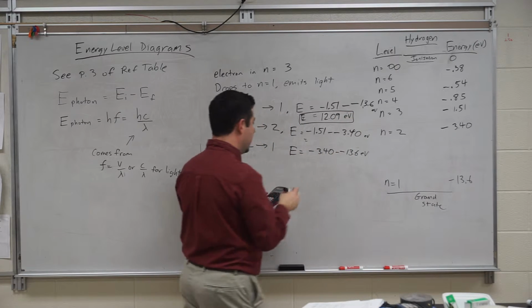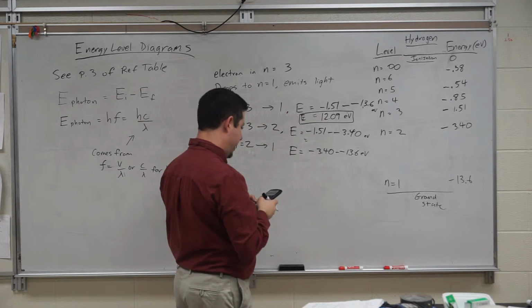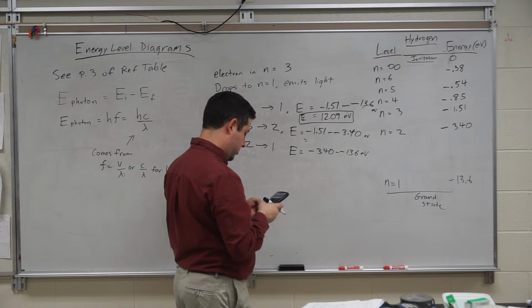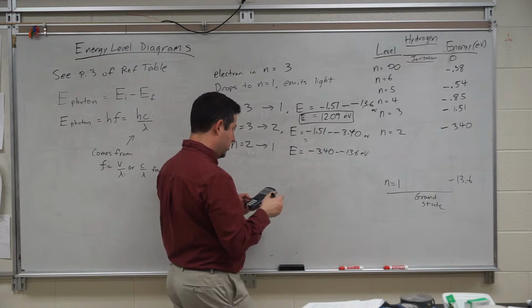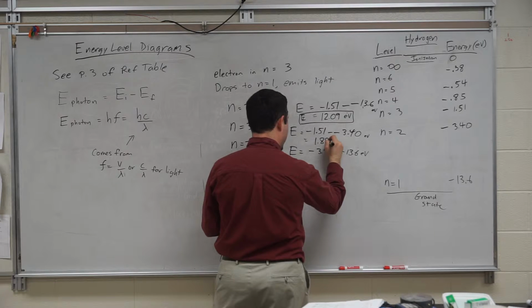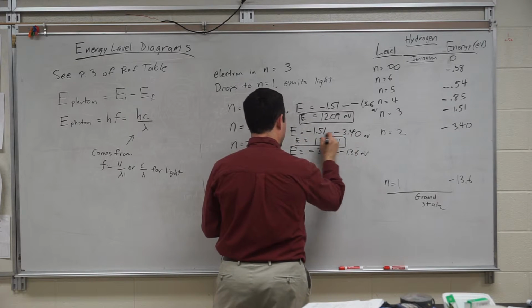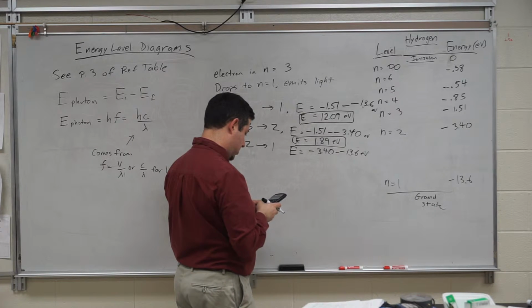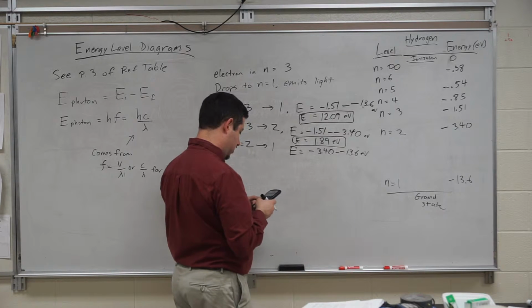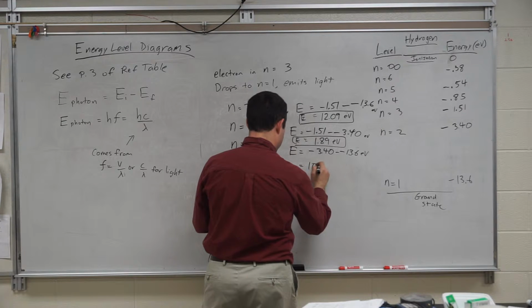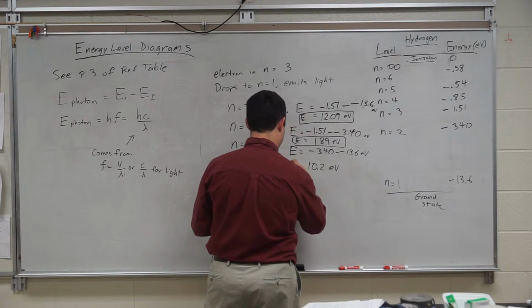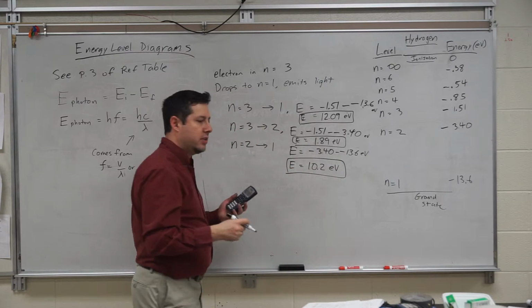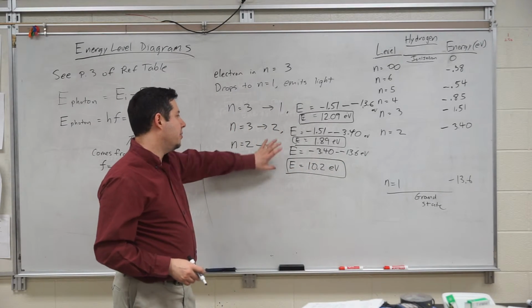12.09 electron volts. Here we have 1.51 minus negative 1.51, which equals 1.89 electron volts. And here we have 10.2 electron volts. So 3 possible transitions, 3 different values for the amount of energy they give off.